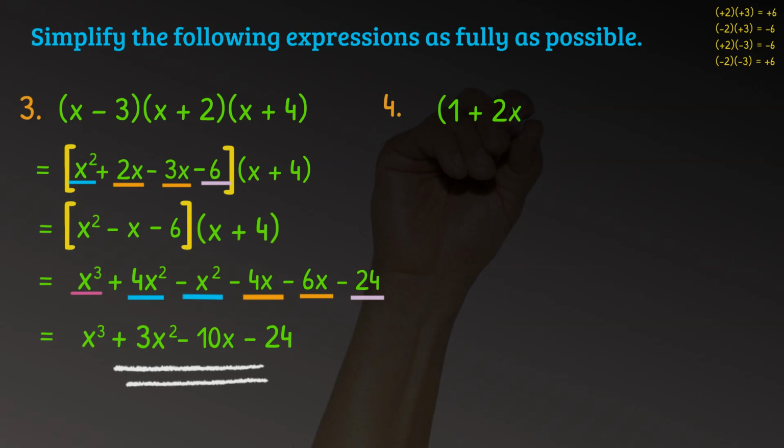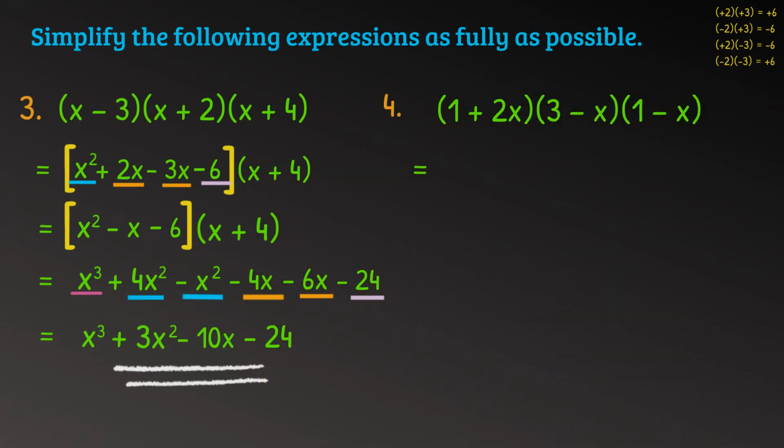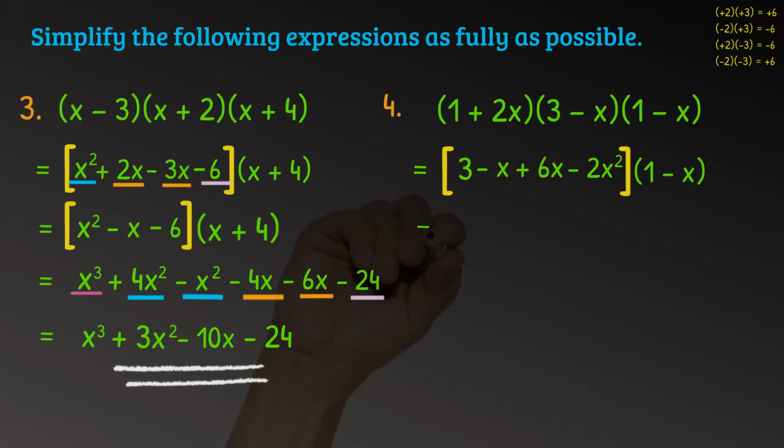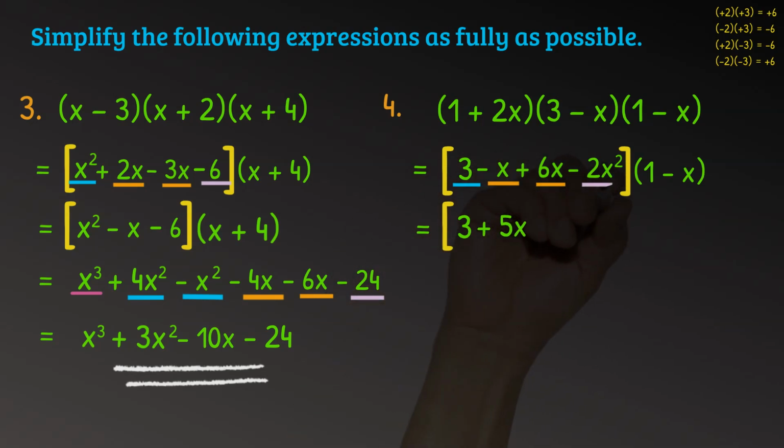And likewise for question 4, even though the terms are written in a different order inside the brackets, the theory is the same. So multiplying out the first two brackets, we have 1 times 3, which is 3, 1 times minus x, which is minus x, 2x times 3, which is plus 6x, and 2x times minus x, which is minus 2x squared. We can tidy up the yellow bracket by adding the minus x and the plus 6x, which gives us plus 5x.